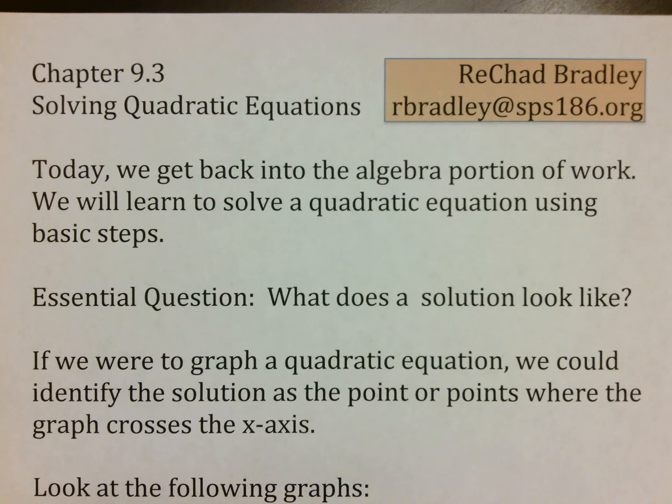Alright, chapter 9.3 is all about solving quadratic equations. Today we get back to a little bit of the algebra portion of the work. That's only for actually a day. Then we're going to learn how to solve a quadratic equation using basic steps.